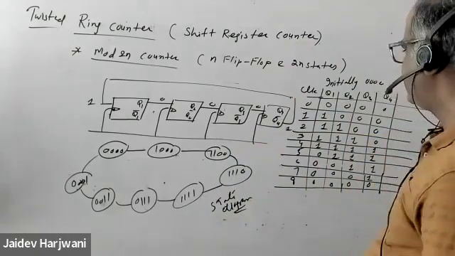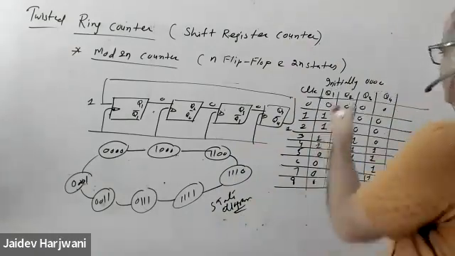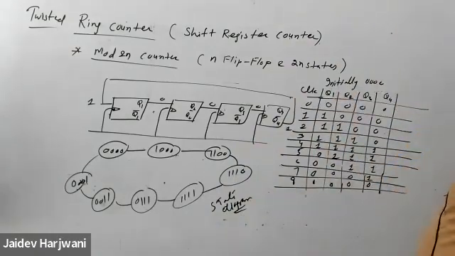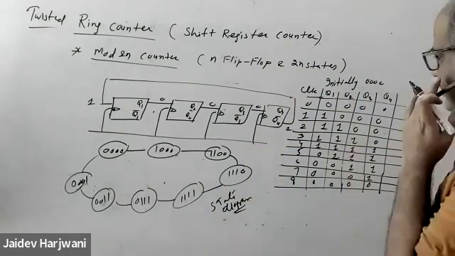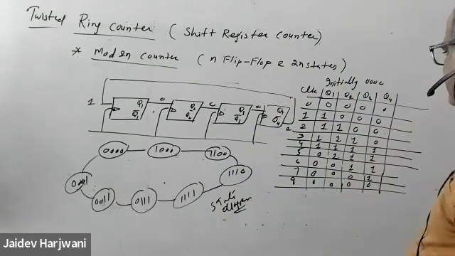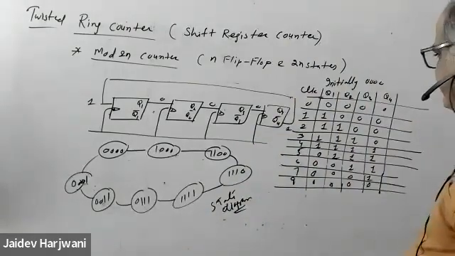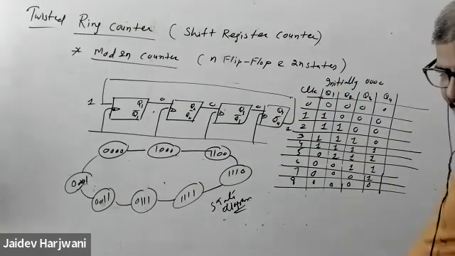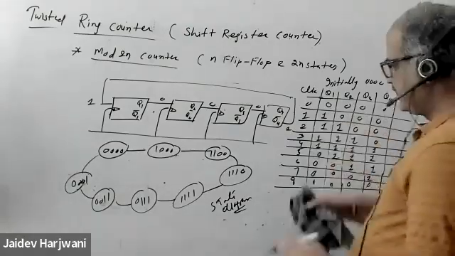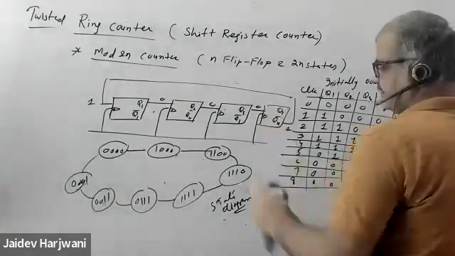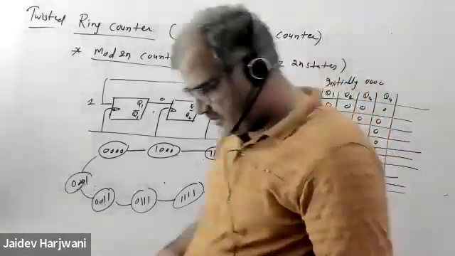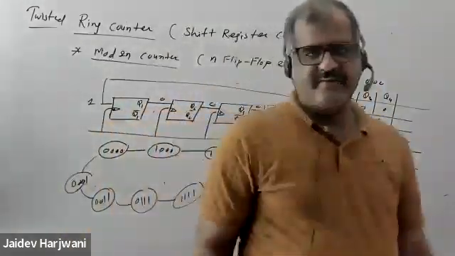Now they can ask you to plot these pulses Q1, Q2 also with the clock. So if you want to plot the pulses, how will you draw the pulse diagram? Plot the pulses with the clock, each clock.